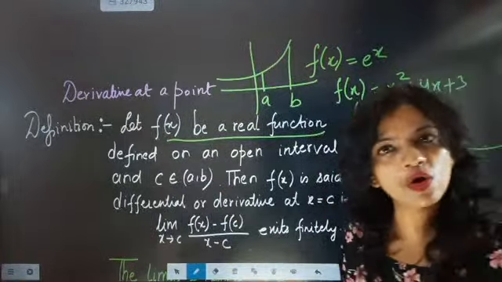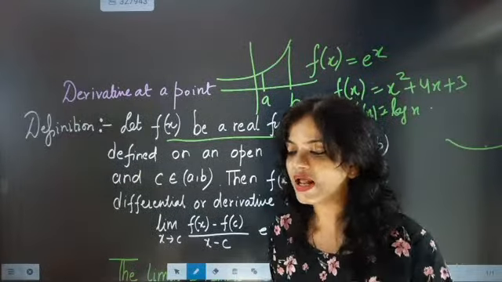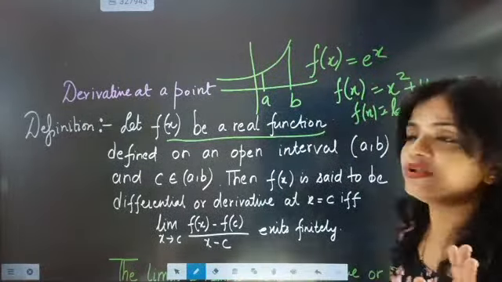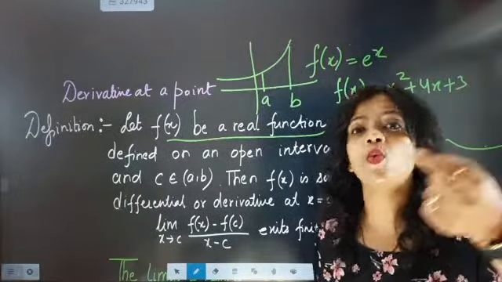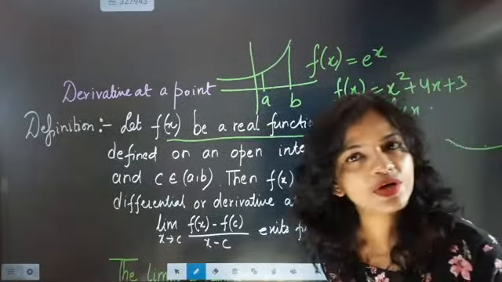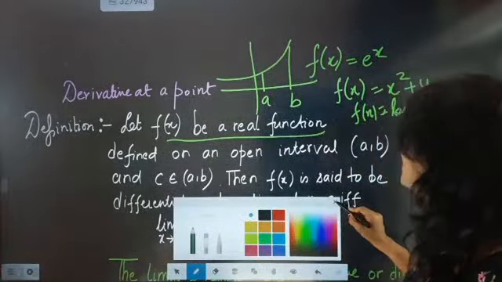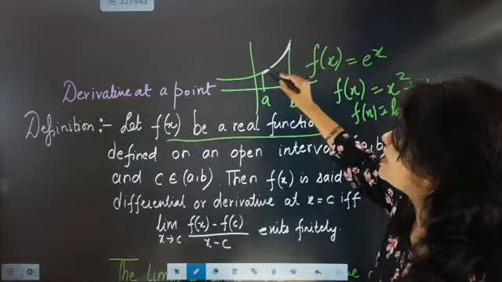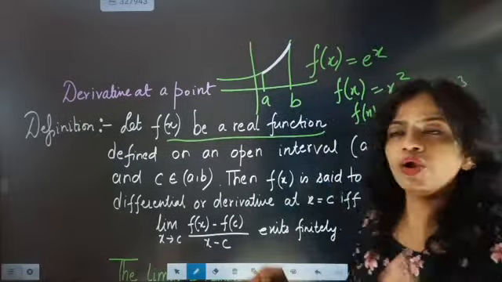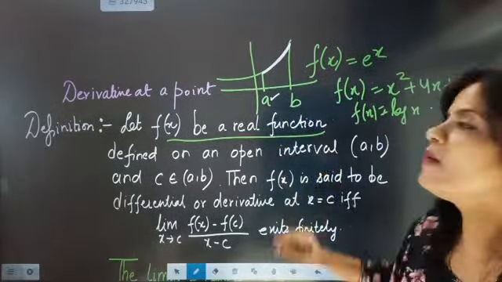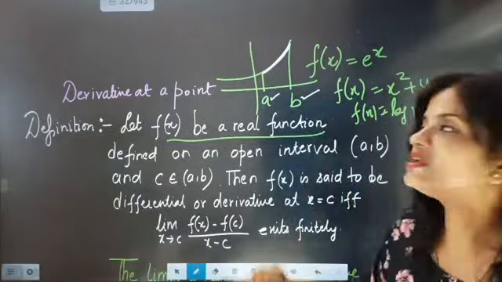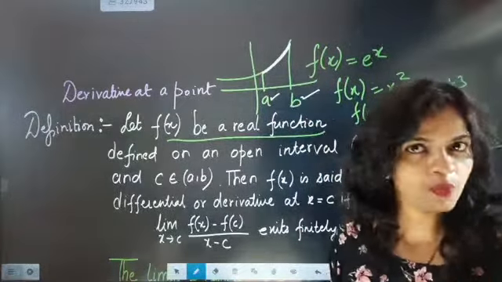So that means the lower boundary and upper boundary will be there, and it will be defined in the open interval. Then we have to take one point. Now where do we have to take one point? We have to take one point in between the open interval. So that means this is the interval. The lower limit is taken as A, the upper limit is taken as B. But this interval is not closed. This is the open interval.